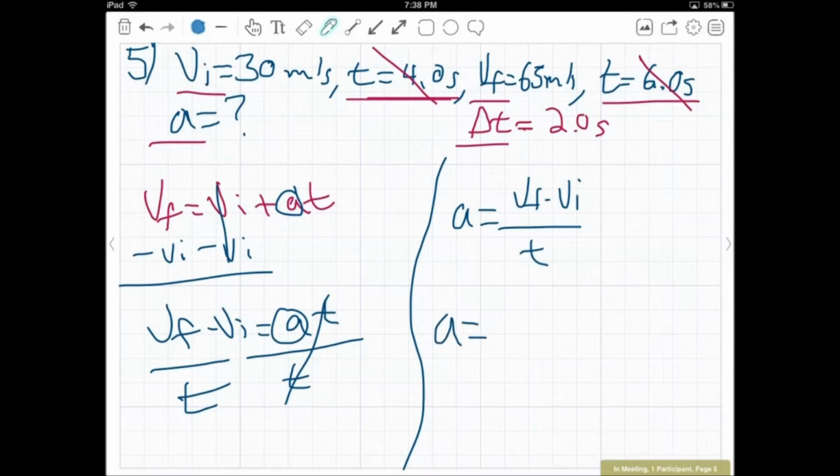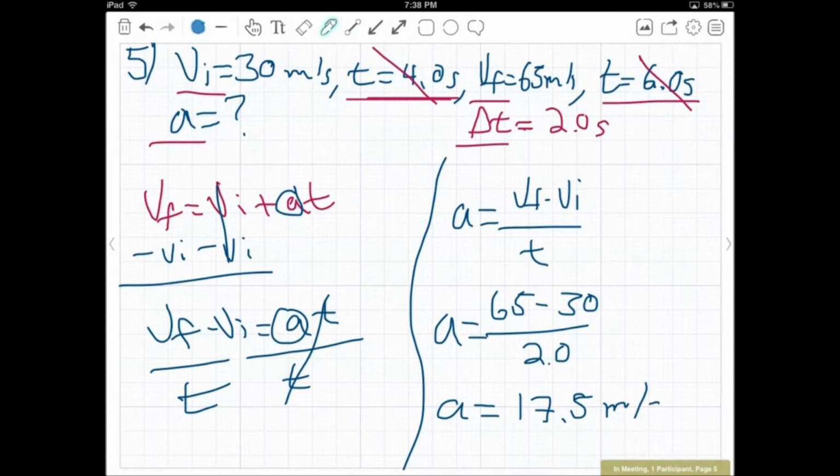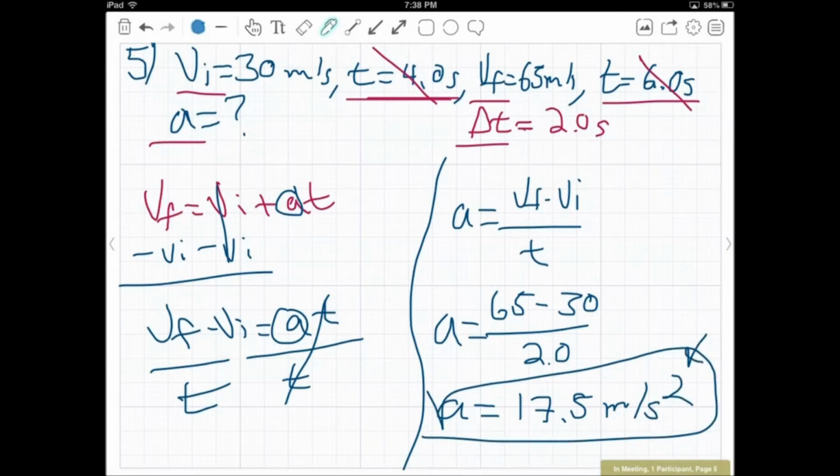Plugging in my numbers, I'm going to get 65 as VF minus 30, which is VI, divided by my delta t, which is 2.0. I get an acceleration of 17.5 meters per second squared. Remember, acceleration is the only unit that has a squared in it, so it's easy to tell if it's an acceleration.